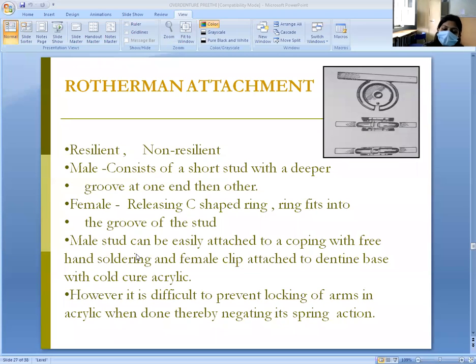The male stud can be easily attached to the coping with free hand soldering, and the female clip is attached to the denture base with cold cure acrylic. However, it is difficult to prevent locking of the arms into the acrylic when done, thereby negating the spring action. So, this is the Rotherham attachment.